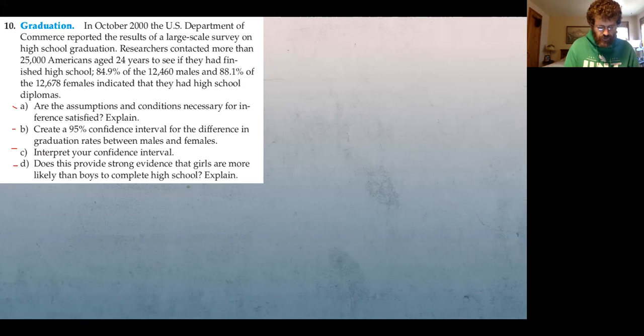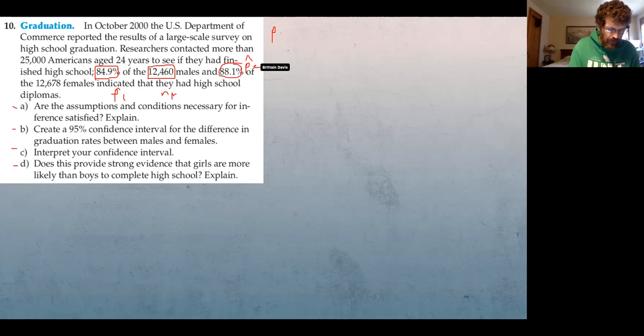First of all, let's start at the beginning. In this case, I will call males p hat 1. This is a sample, so this will be p hat 1, and this will be n1. This right here will be p hat 2 and n2.